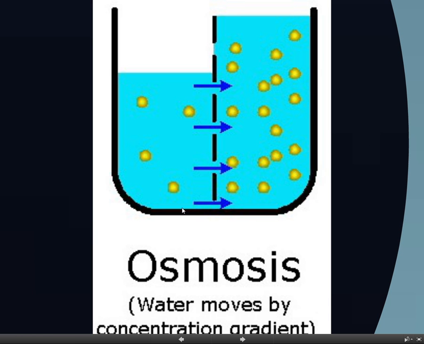So if we had pure water on both sides, the water potential would be 0. But when we add some solutes, the water potential will come down. So the solute potential on this side might be -4. I'm just saying that because we've got 4 molecules. And that means that the water potential will be -4 as well.